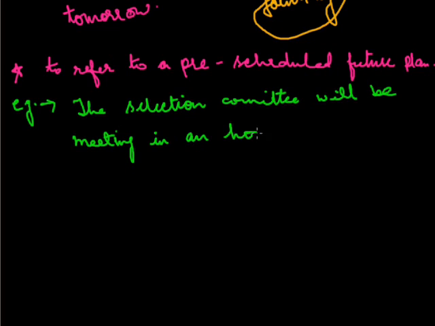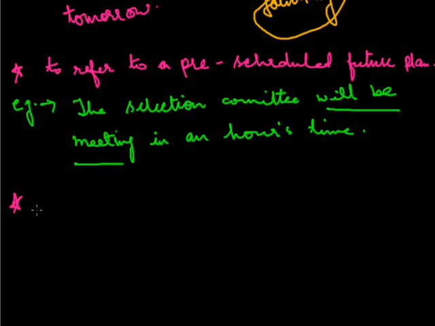In an hour's time. So this sentence means meeting is pre-scheduled for future plan. Meeting is pre-scheduled. That's why we have used future continuous tense. Okay. So the selection committee will be meeting. They will meet in future. That's why this is pre-scheduled plan and we used future continuous tense.